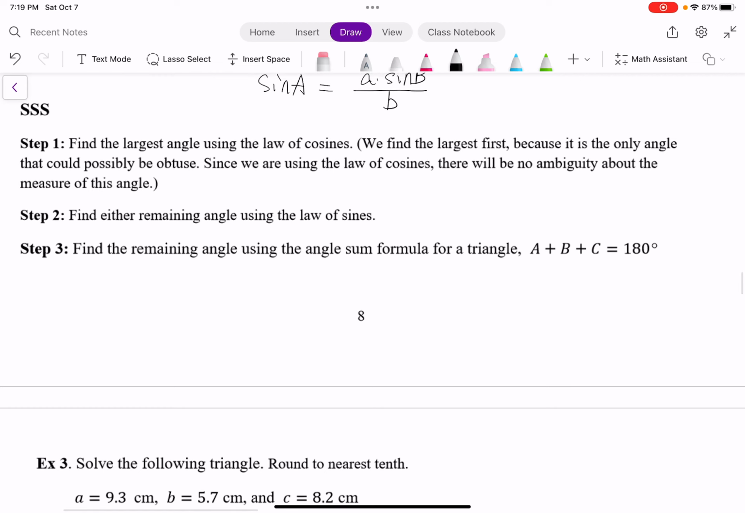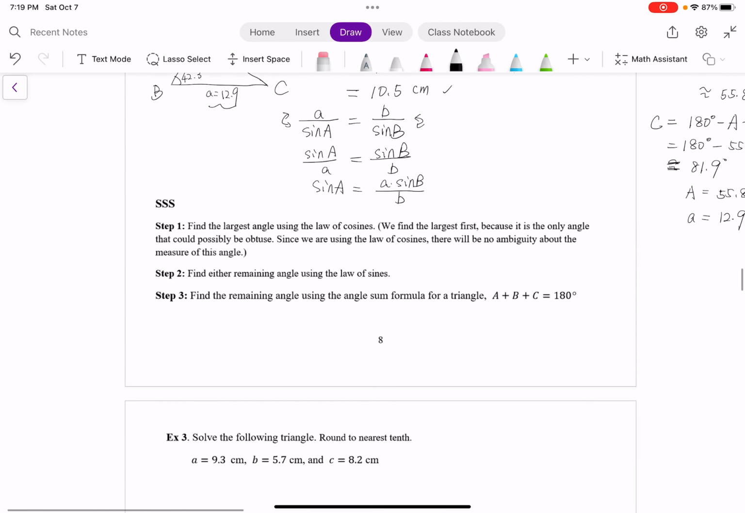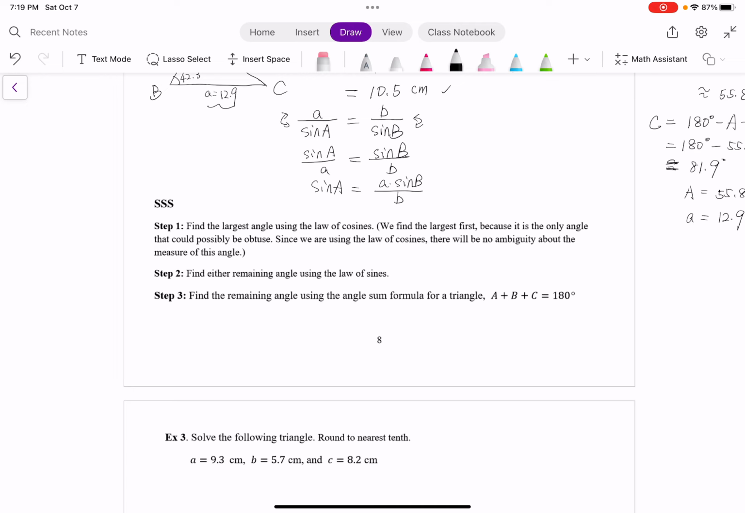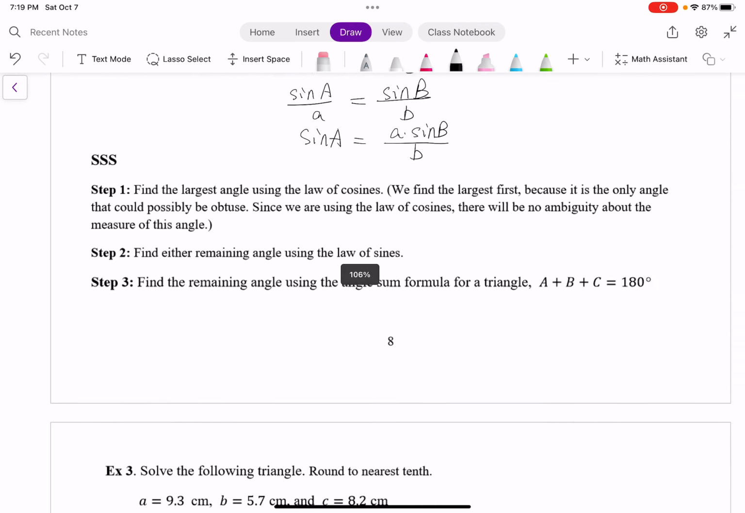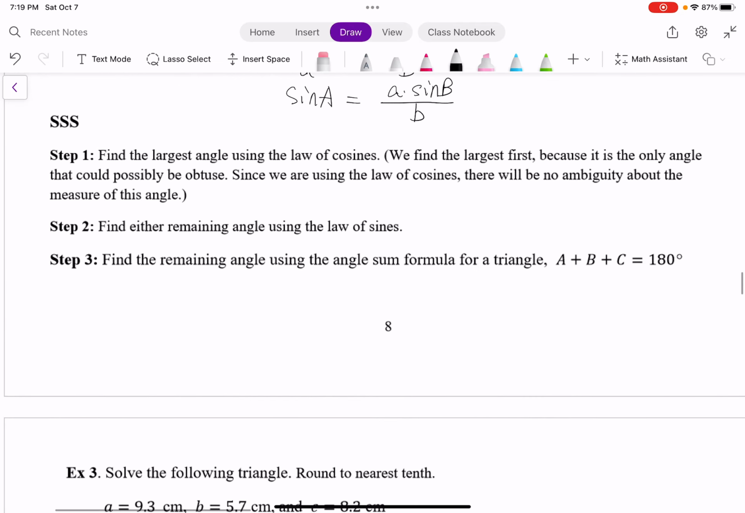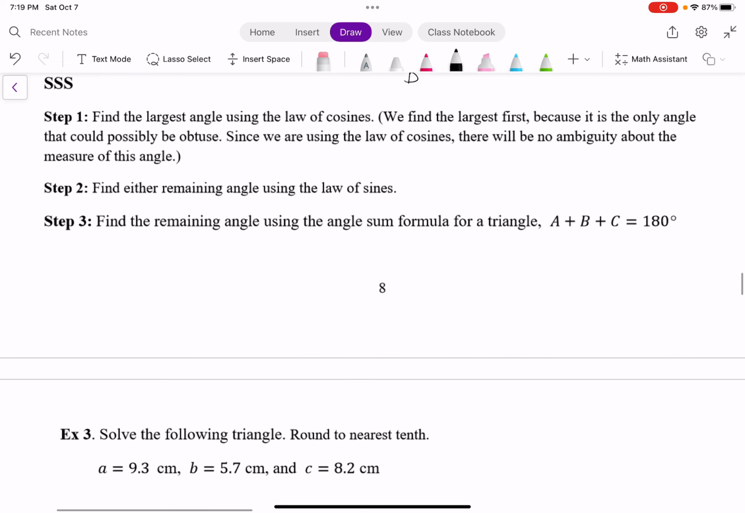Since we are using the law of cosine, there will be no ambiguity about the measure of this angle. So we must find the angle opposite the longer side. Second, find either remaining angle using the law of sine. Number 3, find the remaining angle using the angle sum formula for a triangle, A plus B plus C equals 180 degrees.